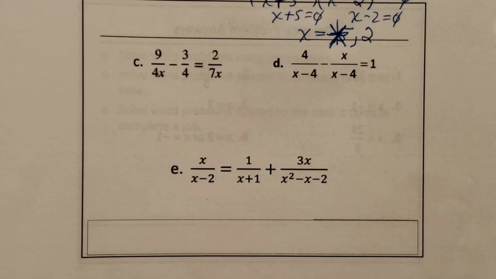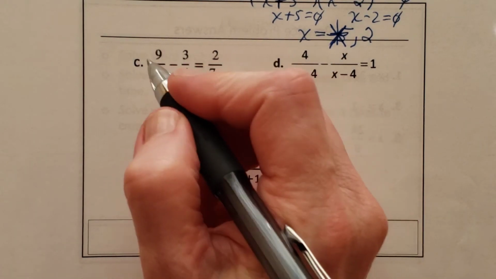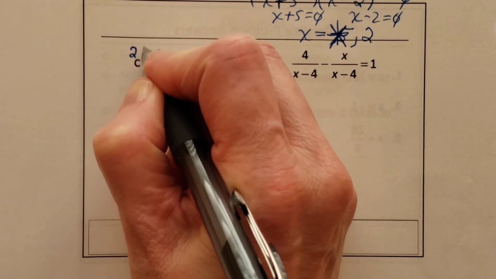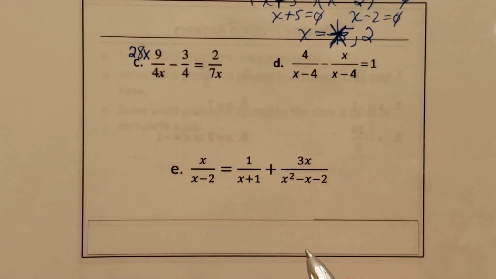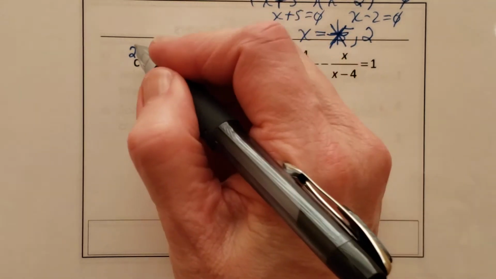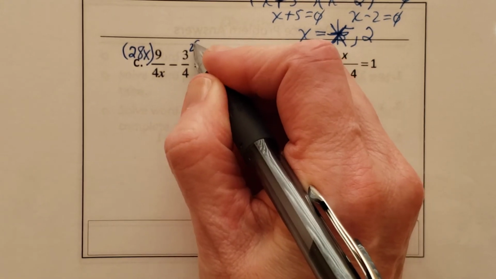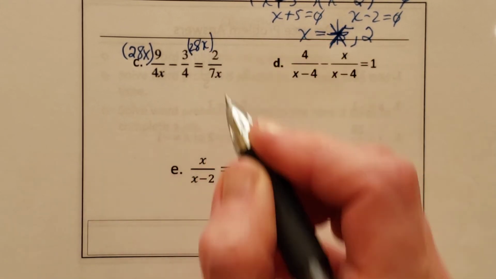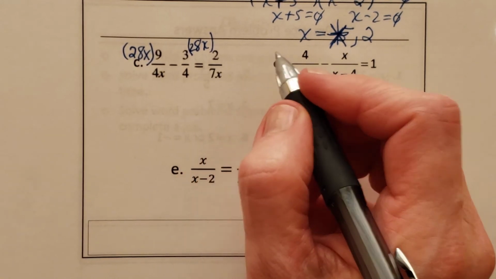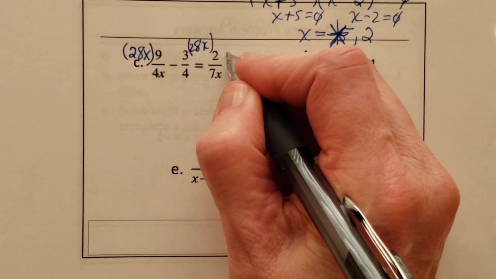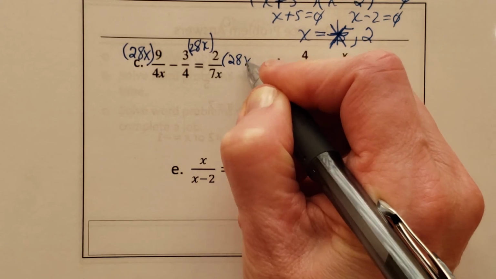So I'm going to literally multiply those 3 unique factors. 4 times 7 times x is equal to 28x, which means I'm going to multiply every individual term by 28x. Did I say 27? 4 times 7 is 28. I'm going to multiply this first term by 28x. I'm going to multiply the second term by 28x. And behind the equal sign, I'm going to multiply this by 28x.